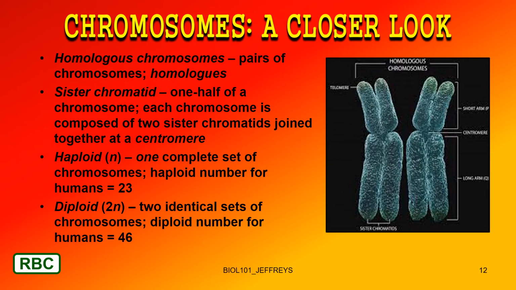Alright, so let's take a closer look at chromosomes. Now, homologous chromosomes are pairs of chromosomes. We call them homologs for short. They're homologous. That means they have the same information. Homo means the same. Homologous chromosomes carry the same information. So here you see 2 homologous chromosomes.